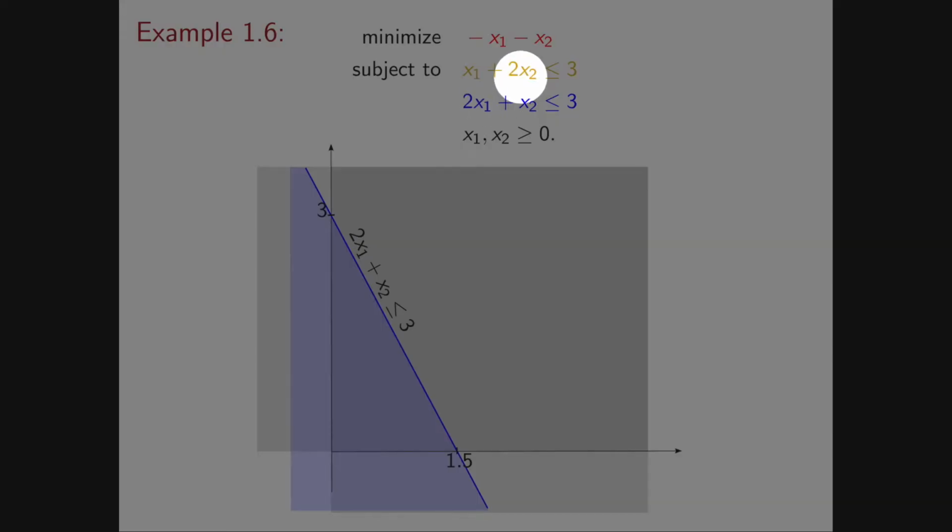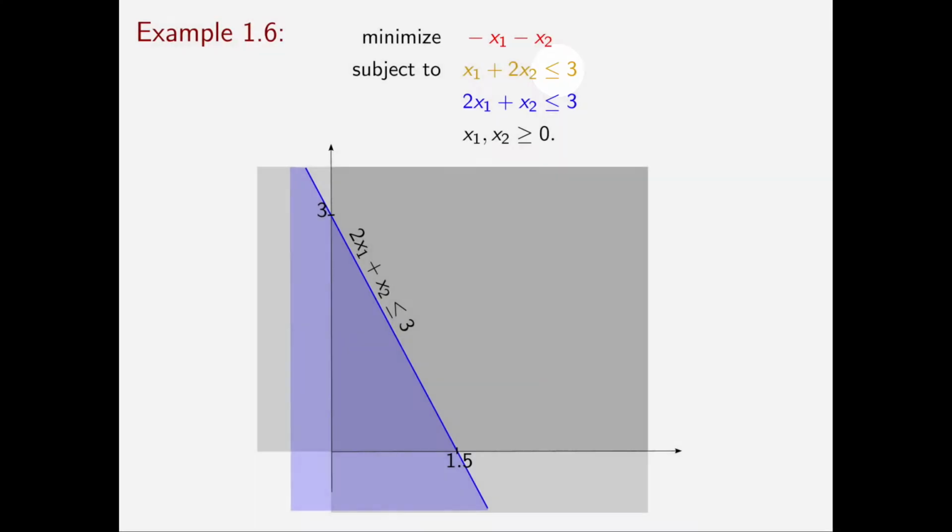If we set x2 to 0, we obtain x1 equal to 3, so we obtain that the point (3, 0) is contained in the yellow line.